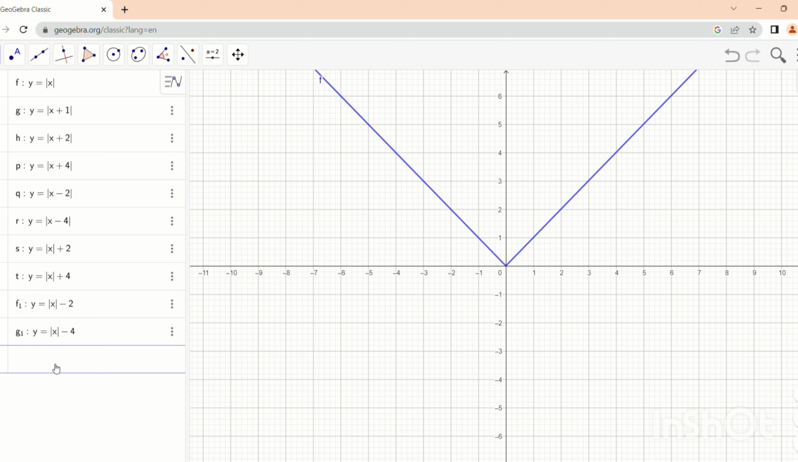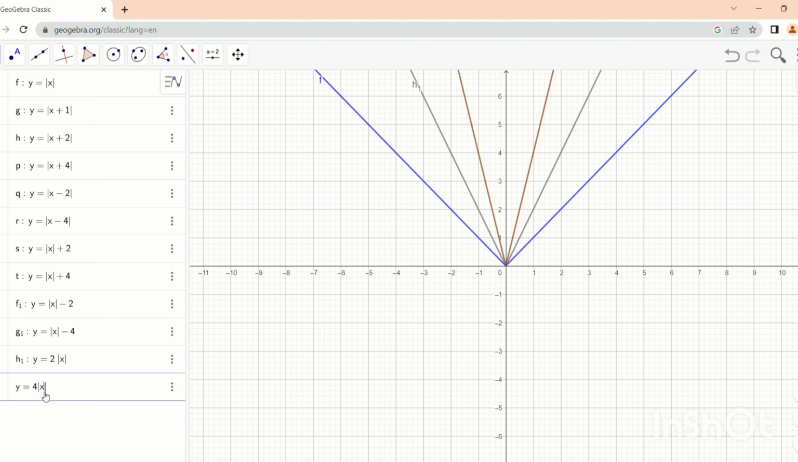Now let us see how the graph gets stretched or shrunk vertically. For that, you have to type y equals a times absolute value of x, where a can have different values. Say for example, y equals 2 absolute value of x, or y equals 4 times absolute value of x, or y equals 8 times absolute value of x. In all these cases, you can see that there is a vertical stretch, or you can see the graph gets narrower than the original graph or the parent graph.